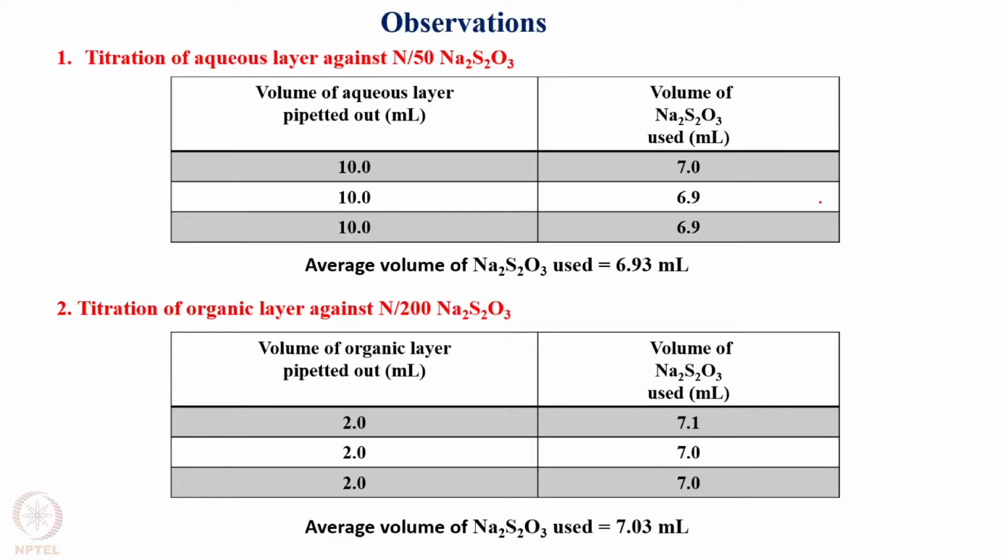After the titration of aqueous and organic layers against sodium thiosulfate solutions having molarity N by 50 and N by 200 respectively, these are the titer values which were obtained. For the titration of aqueous layer, the titer values are 7, 6.9 and 6.9 ml, and the average value is 6.93 ml. For the titration of organic layer against N by 200 sodium thiosulfate, the values are 7.1, 7 and 7 ml, which gives an average value of 7.03 ml.